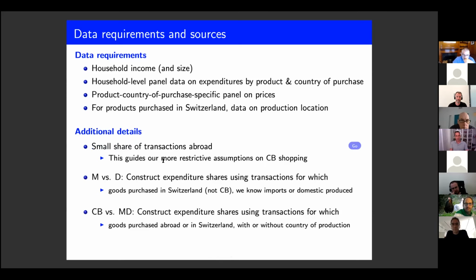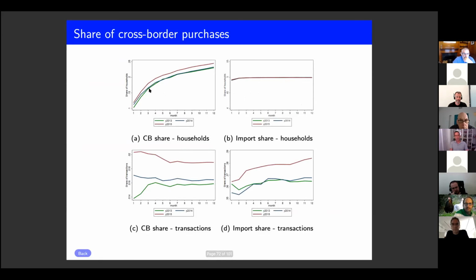I'm going to skip this. Also, there's only a small share of transactions abroad. So let me show you that. This is the fraction of households that do any CB shopping, over different horizons. In 1 year, only about 25% of our 3,000 households purchase anything abroad. And the fraction of transactions purchased abroad is about 2%, and it goes up. But again, as I'm going to show you, there's a lot of variation in space. I'm going to show you that in a second.